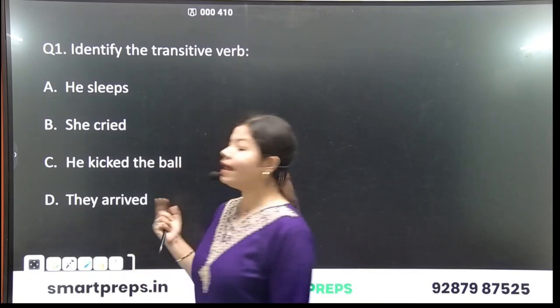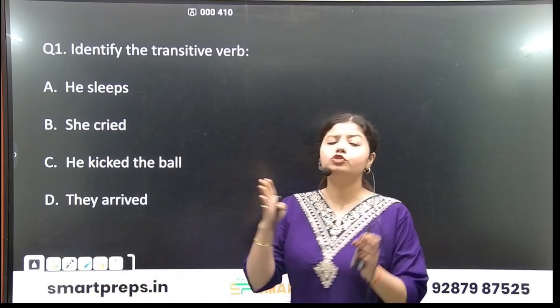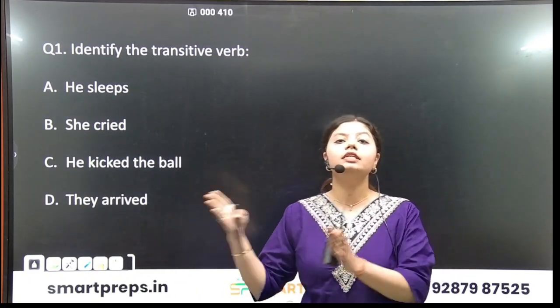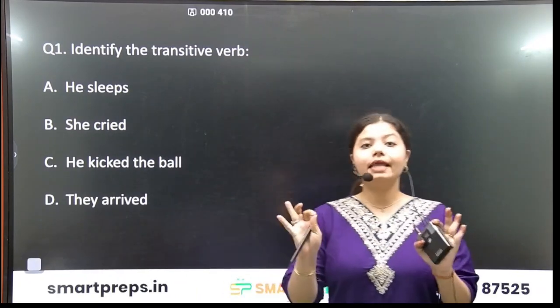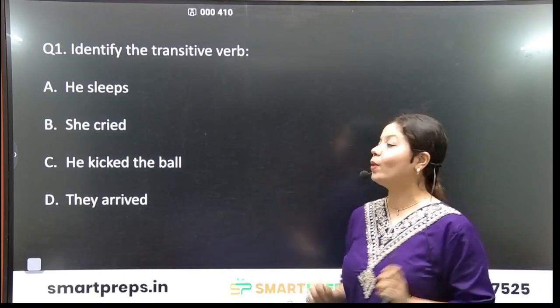Okay, now let's solve the questions. Now we know that transitive has an object, intransitive does not have an object. That is a simple rule we have to remember. Now keeping that in mind, let's solve the questions.